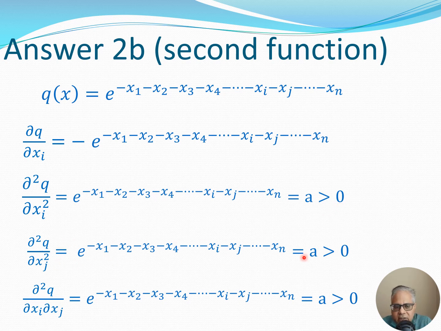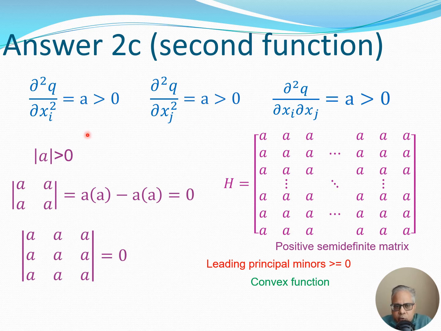I would get exactly the same value a. And even if I were to take the derivative with respect to xi and then xj, let's try to do that here. What would happen is that this minus xj would throw a negative sign here, and so I would get a positive sign. And again, I would be left with the same exponential function. So this also becomes a, and all these are of course greater than 0. So let's try to write this in a more nice form.